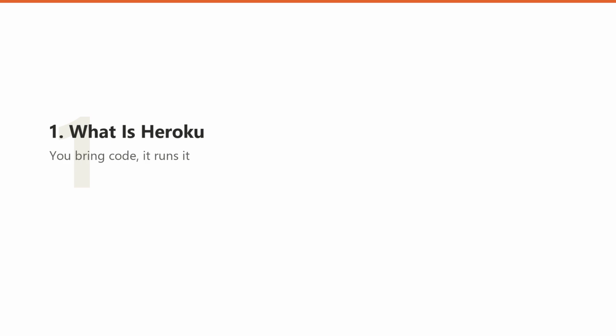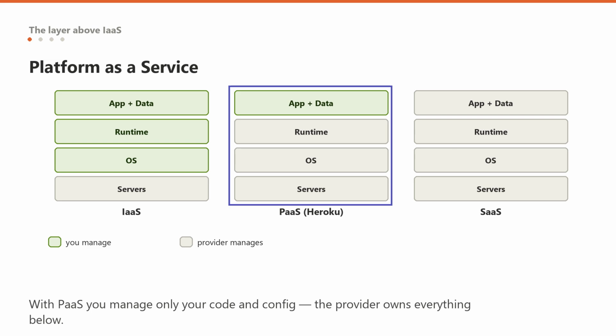Concept 1. What Heroku actually is. Heroku is a platform as a service, so it helps to place it on a spectrum. With infrastructure as a service, like a raw cloud virtual machine, you're handed a bare machine and you manage everything above it, the operating system, the runtime, your app. With software as a service, you don't bring any code, you just use a finished application.